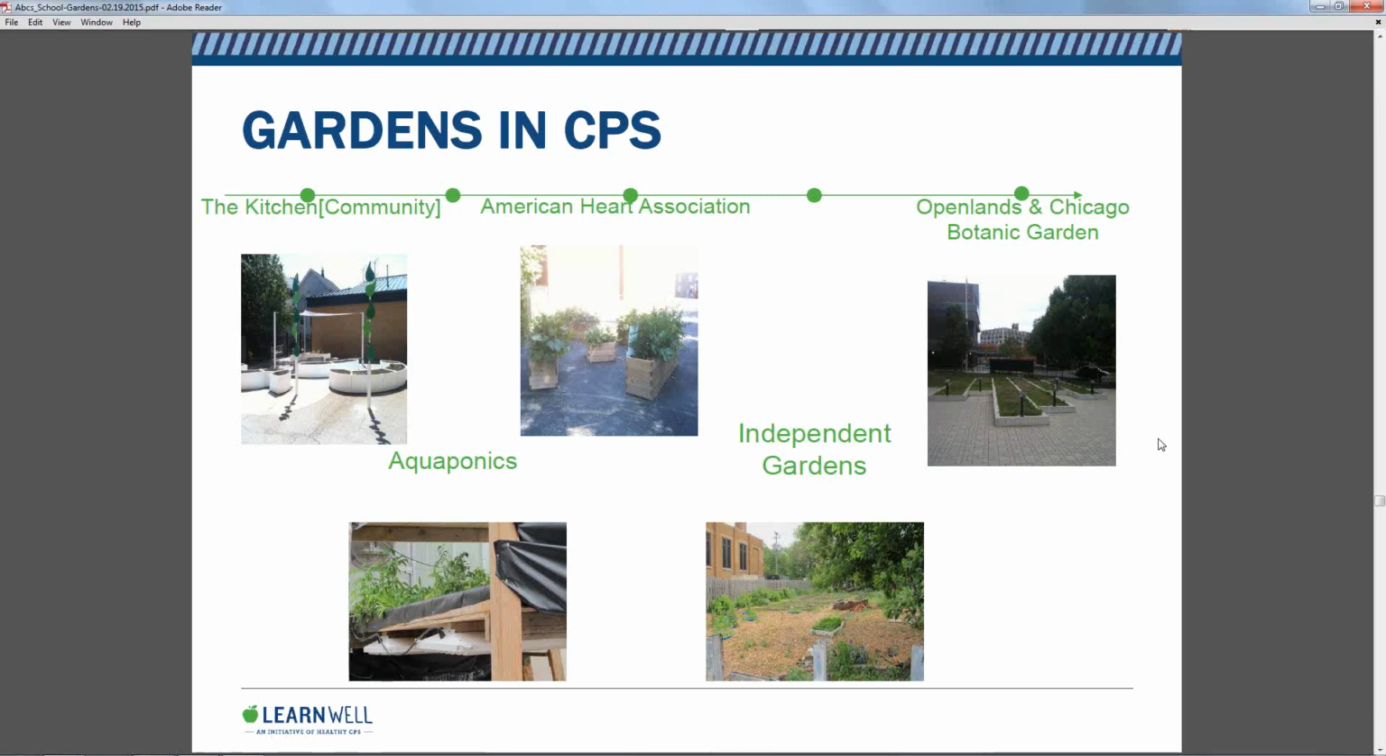In CPS, as an overview, we have an array of gardens. School gardens have been happening in Chicago for, to be frank, before I was born, I'm sure. And so we have gardens from the Kitchen Community, which has 104 gardens around the district. We have gardens from the American Heart Association, from Openlands, from the Botanic Garden in Chicago. We have independent gardens that have popped up from community members, and we have a growing number of aquaponics and indoor gardening programs as well. Next slide.